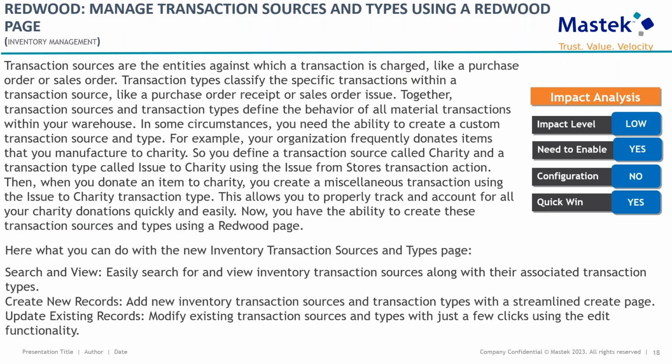So the next update we have in 25B is manage transaction sources and transaction source types as well, all of them on the Redwood page itself. Let's say that your organization donates plenty of items to a charitable organization, for example. In that situation, you might have to create a different transaction source. Let's just say the transaction source is donation, and the source type is issue to charity, right?